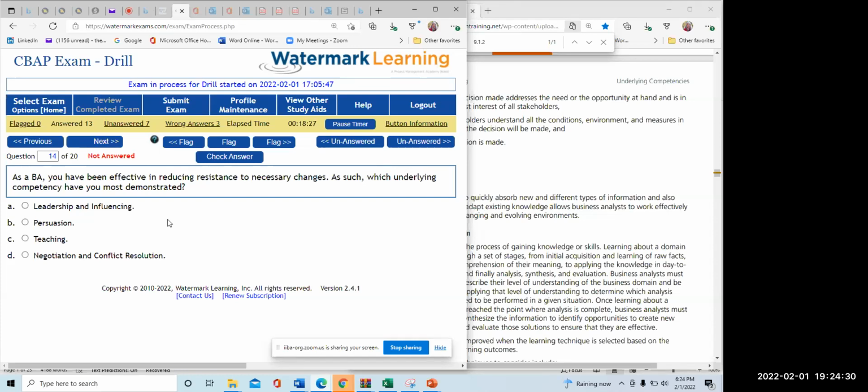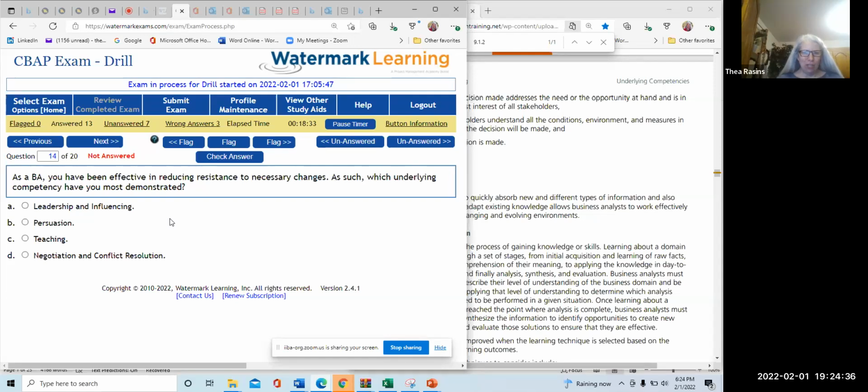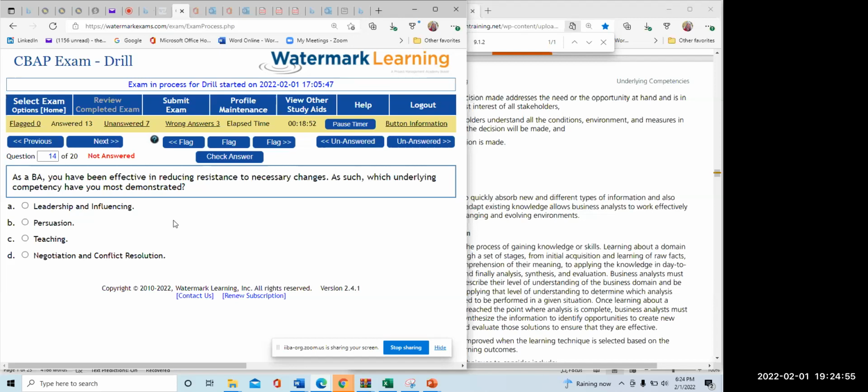Yeah. That's crazy. As a BA, you've been effective at reducing resistance to necessary change. As such, which underlying competency have you most demonstrated? Leadership and influencing, persuasion, teaching, negotiation, and conflict resolution. There's that leadership and influencing again.